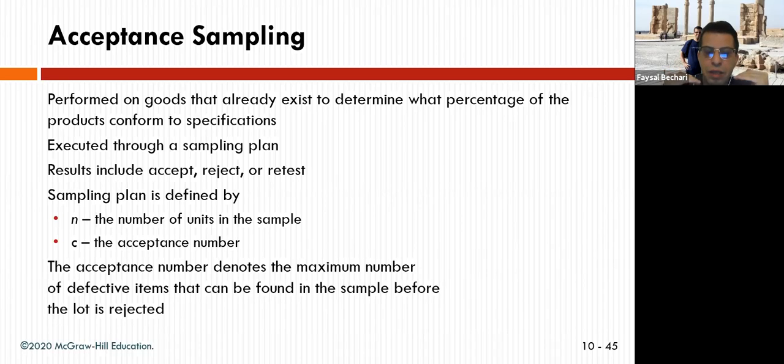So the acceptance number denotes the maximum number of defective items that can be found in a sample before a lot gets rejected. While checking your first 100, or any 100, if you find 4 of them, anything below 5, you say it's acceptable, so you pass that. But if you found 7 or 8, all of that goes back and restarts again.